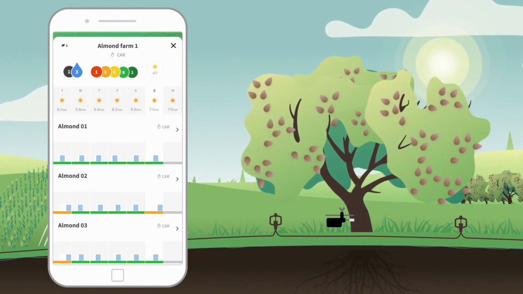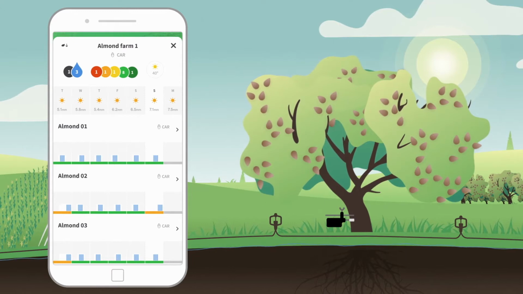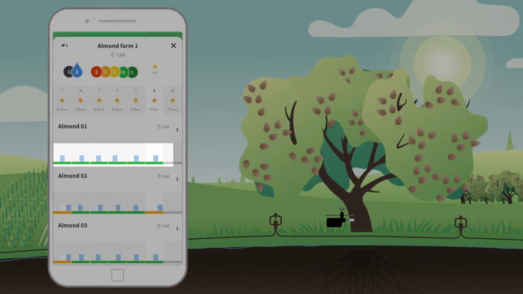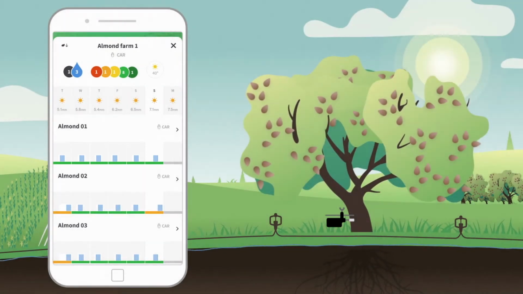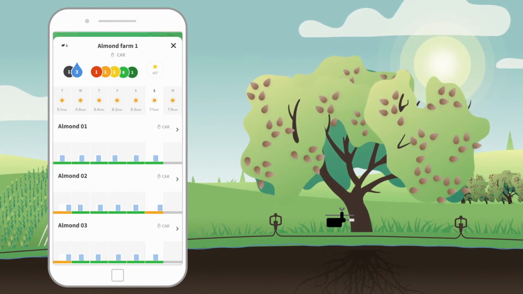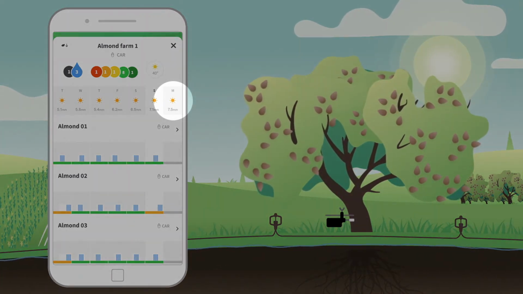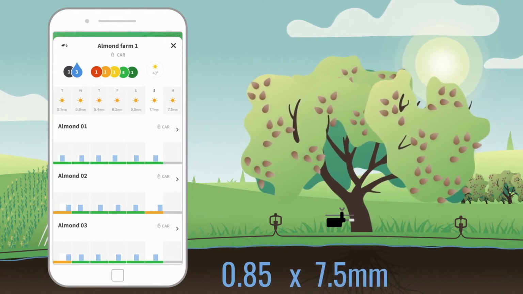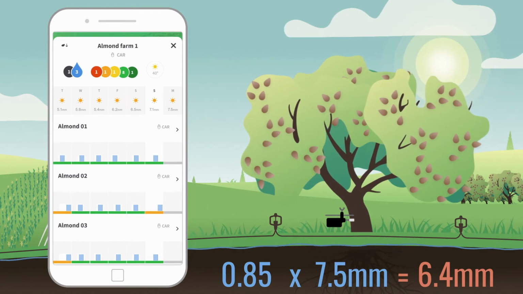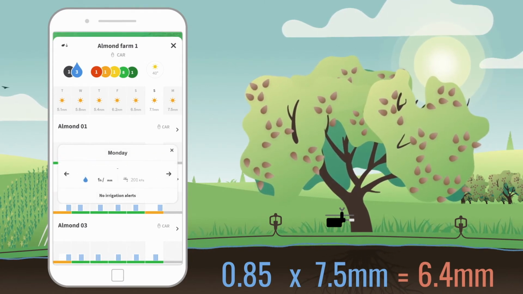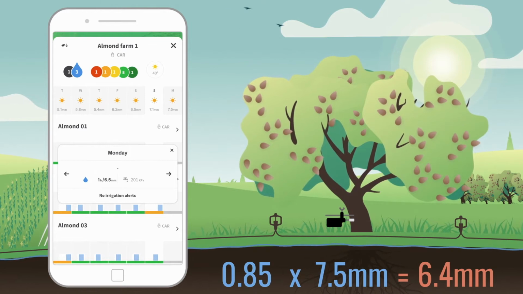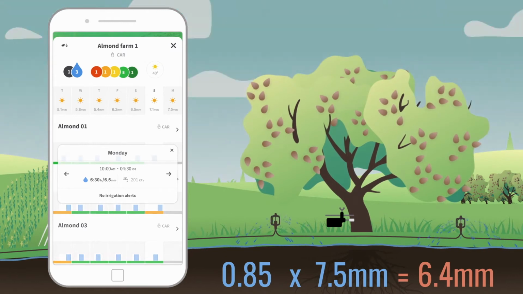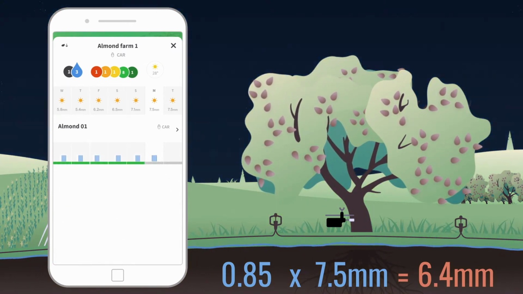For this plot, an irrigation to evapotranspiration ratio of 0.85 over the last week has kept the plants happy using a regime of daily irrigation. We can multiply the same ratio by the evapotranspiration forecast for tomorrow to determine a suitable irrigation amount. 0.85 times 7.5 millimetres equals 6.4 millimetres. Our orchard irrigation rate is 1 millimetre per hour, so let's plan to irrigate for 6.5 hours, starting at 10 a.m. The next day we can review that decision using the plant status.